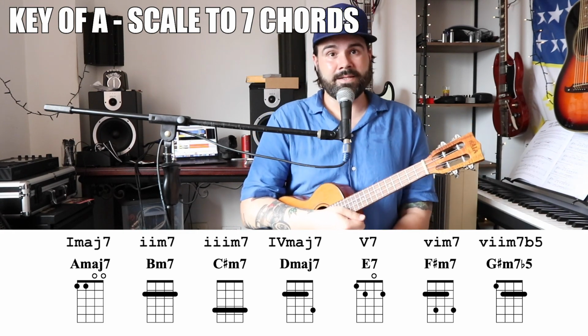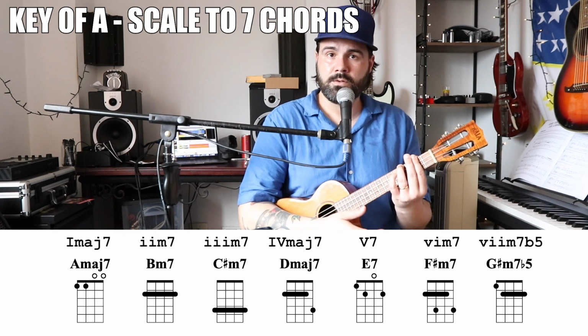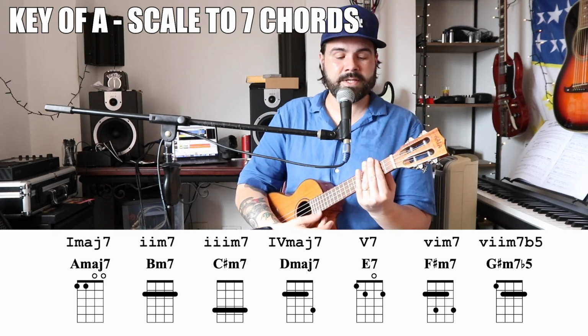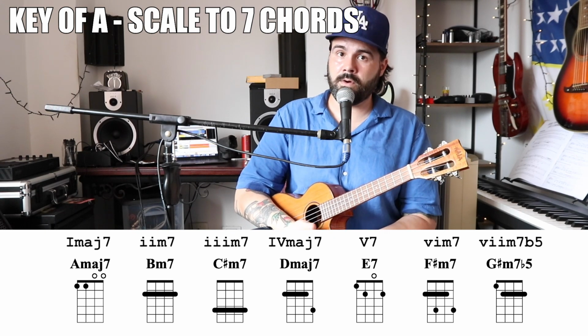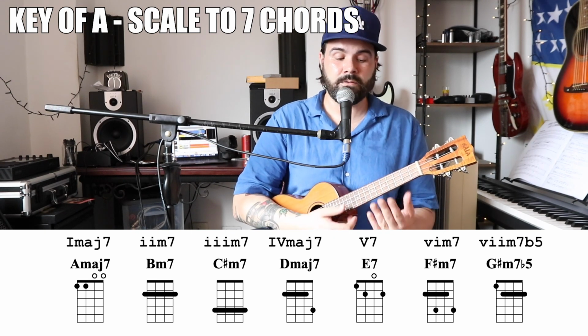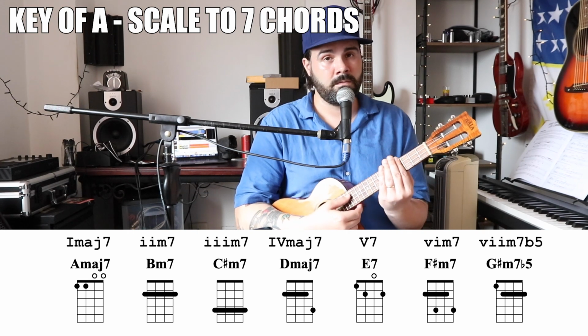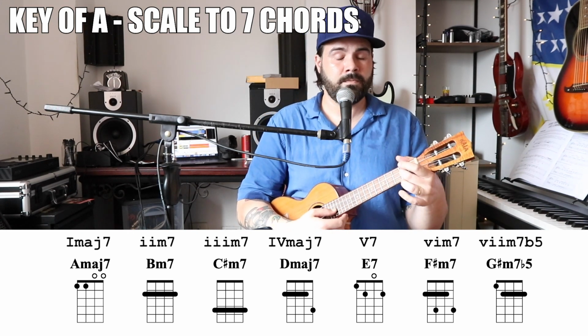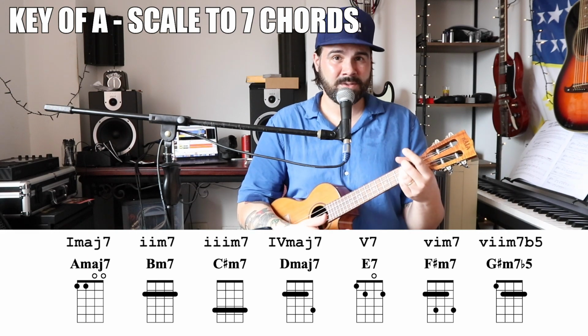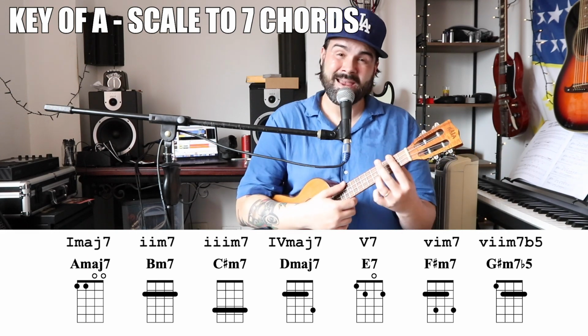The next note after that is a B. We know our 2 chord, B minor, becomes B minor 7. The 3rd note is C sharp. We've seen now that our 3rd chord, C sharp minor, also becomes a minor 7, C sharp minor 7. Our 4 chord in this case, D. The 4 chord extended becomes a major 7, so we would have a D major 7.